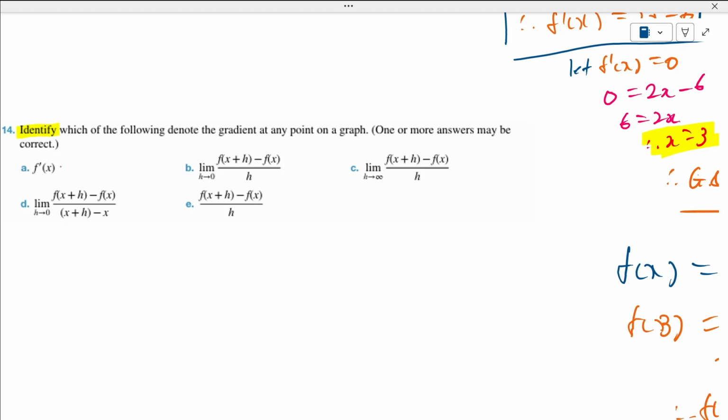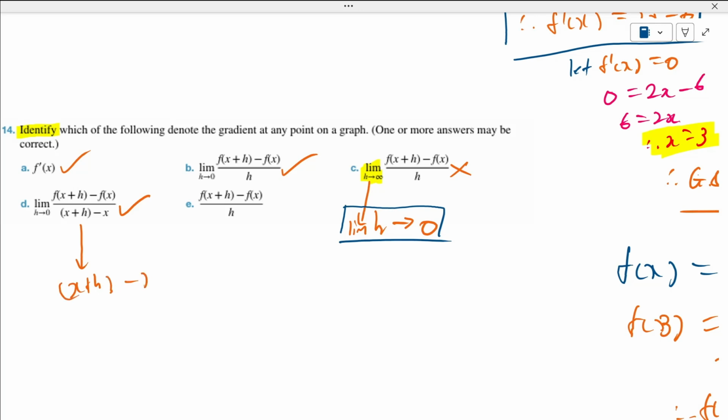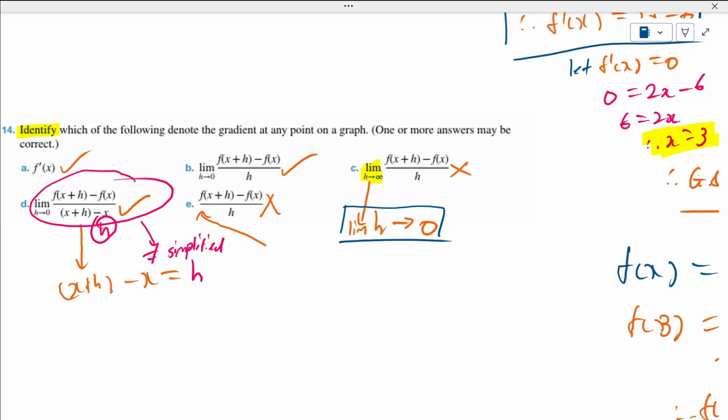So f dash x, we've literally gone through this the whole video, so that is right. The limit of h approaching 0 of f of x plus h minus f of x over h, that's what we've used. This one is wrong because they've applied the limit wrong here. The limit of h does not approach infinity, h only approaches 0. This one is right as well, they just haven't simplified the denominator. x plus h in brackets minus x is the same thing as h itself. This really should be h, but technically this is right. It isn't the most simplified form though. This one is wrong because they are missing the limit. They haven't applied the limit at all, so they should be applying the limit of h approaching 0.